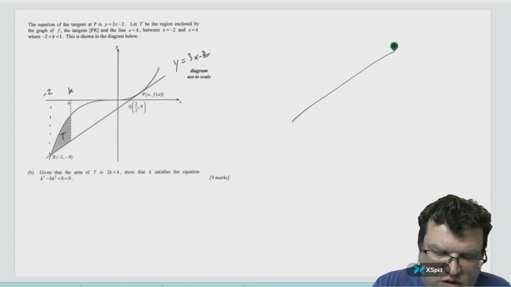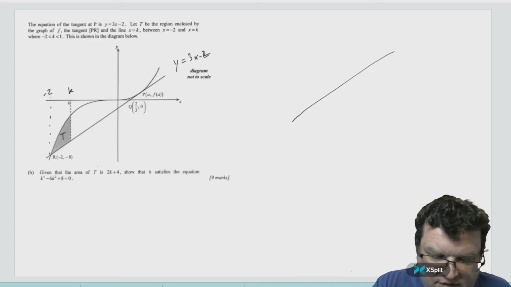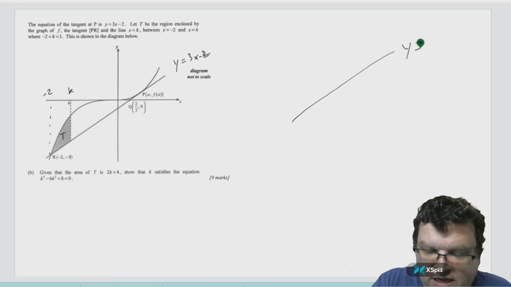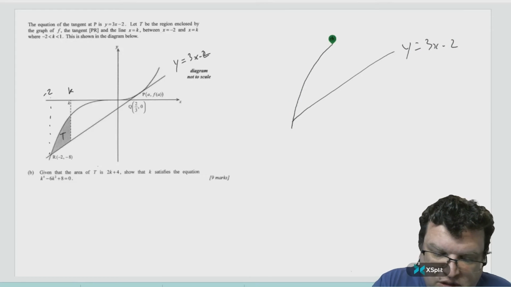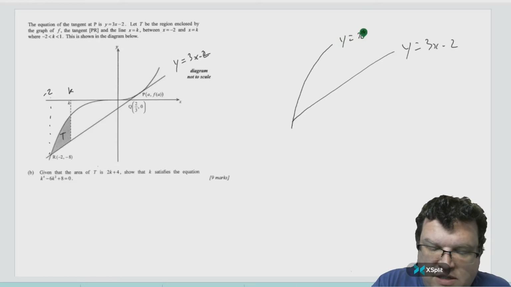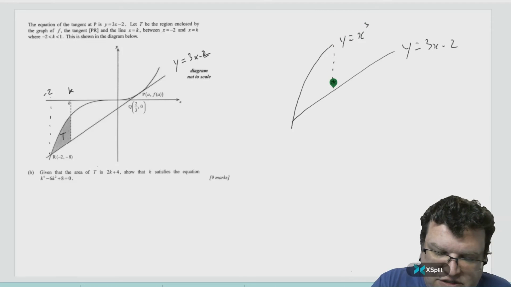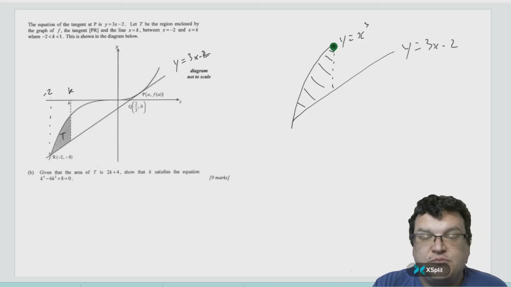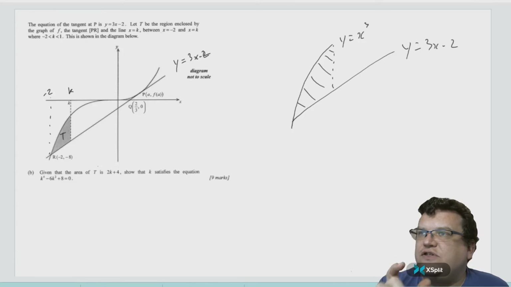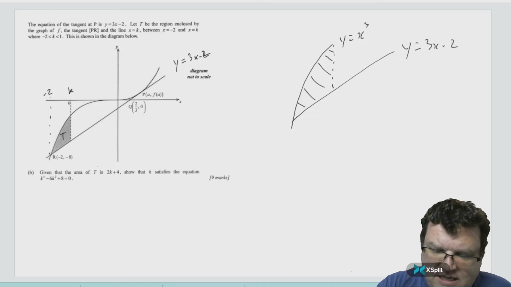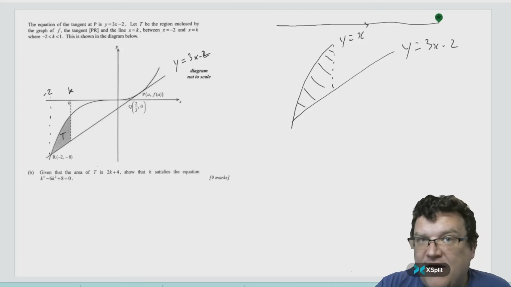So what we've really got is the gap between this function here, y = 3x - 2, and this function here, which was our original y = x³, and we're looking at this region here. Now, you'll remember that definite integration gives you the area enclosed by a curve and the x-axis between limits. Now, in this question, the x-axis is actually well above our line.